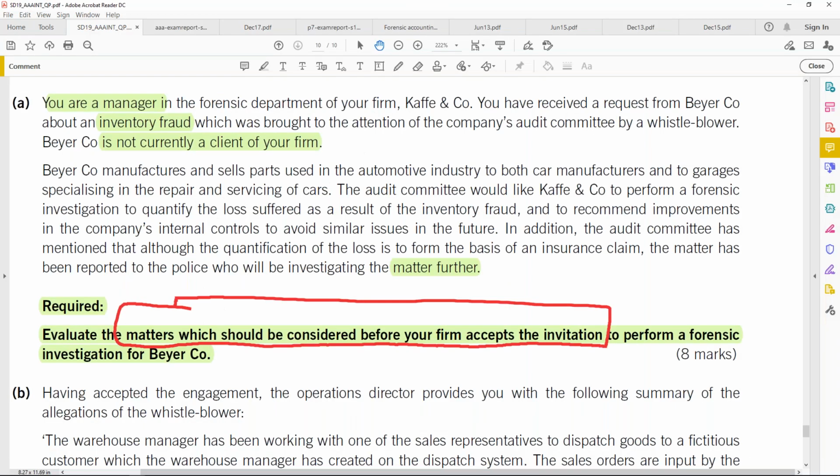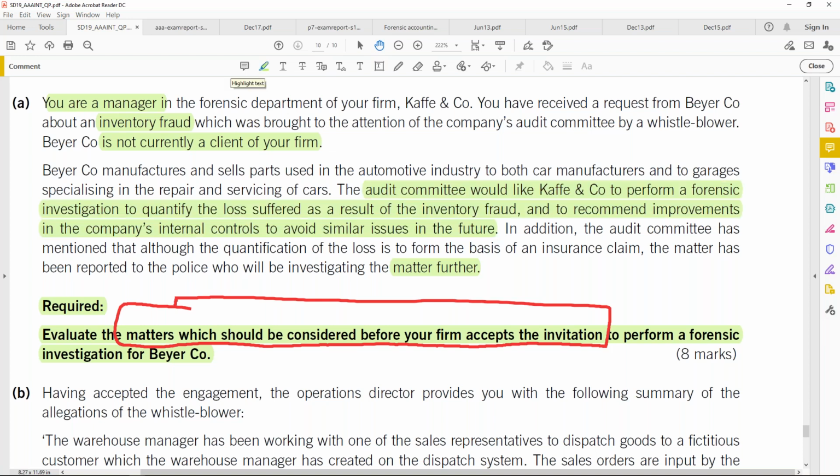Okay, Bear Company manufactures and sells parts used in the automotive industry. The audit committee would like Cafe to perform a forensic investigation to quantify the loss as a result of the inventory fraud and to recommend improvement. So the audit committee is setting your scope. The audit committee would like you to quantify the loss and to tell them the improvements in the internal control. That's what they want you to do.